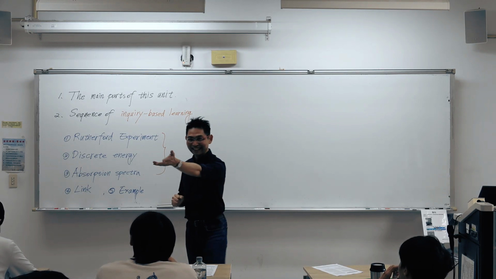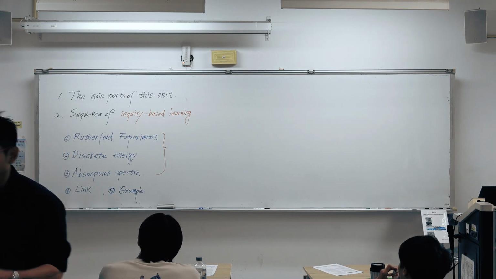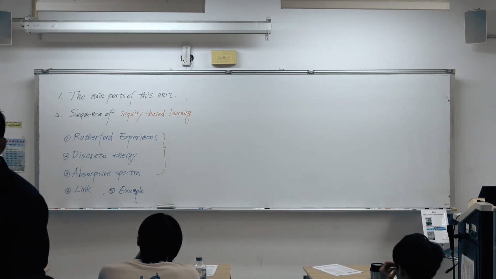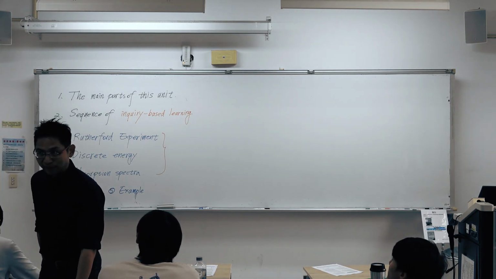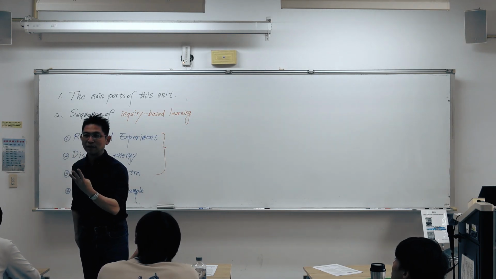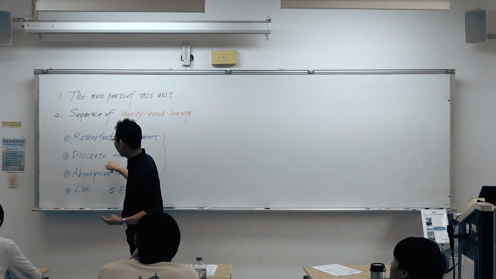Okay, so where? I think only 3. Because I think links and examples are not the main parts. The link is like additional. It's not the main part. Okay, so you think there should be 3 parts: Rutherford's experiment, discrete energy, absorption spectra.